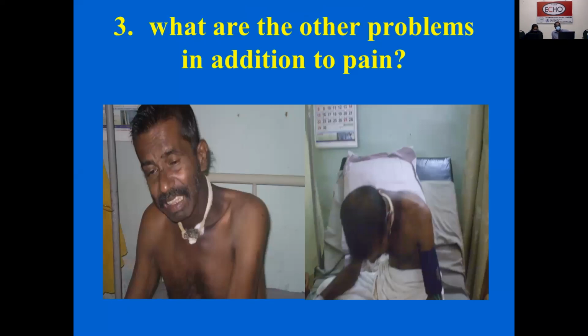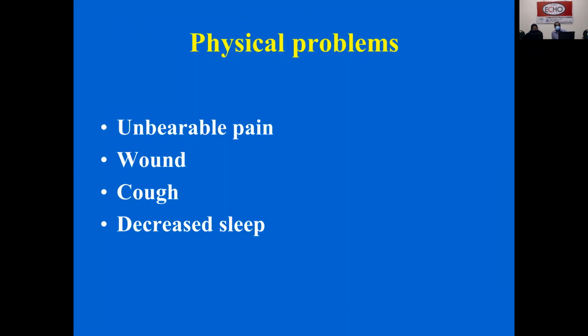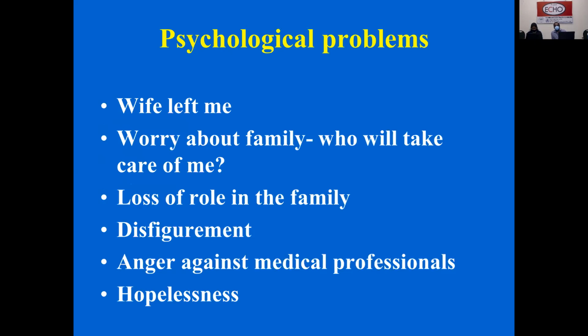We talked about history and the specific questions related to pain. In addition, we have to look into other problems. Many of the groups told that other physical problems need to be looked into. The patient has a wound near the tracheostomy, cough, decreased sleep, which can aggravate his pain. And there are psychological problems, because he came with his 84-year-old mother, since his wife left him after knowing the diagnosis. So he is worried about his wife and his 84-year-old mother, loss of his role in the family and society, disfigurement due to the tracheostomy, and anger against medical professionals, because the oncologist told him, sorry, we will not be able to provide any curative treatment. And so he has hopelessness. All these are going to exacerbate his problems.